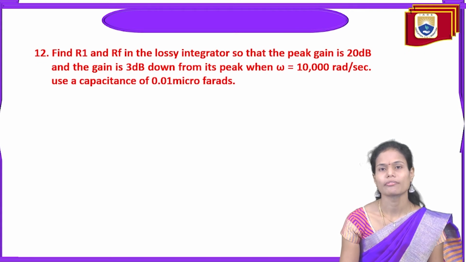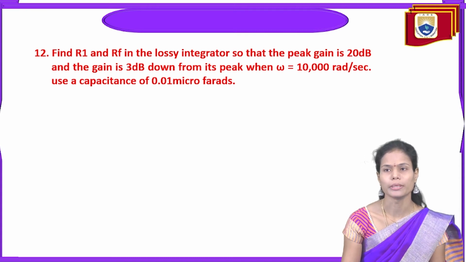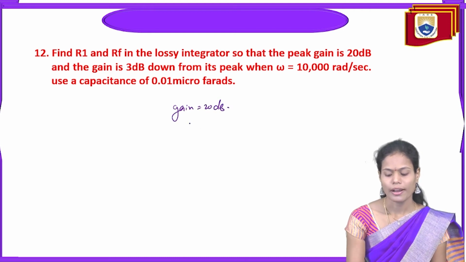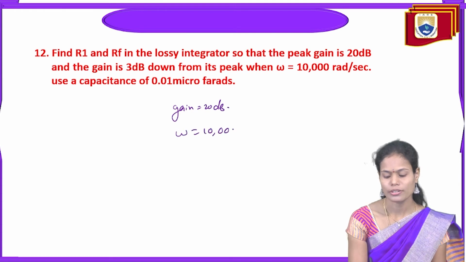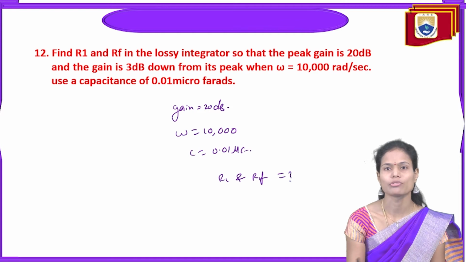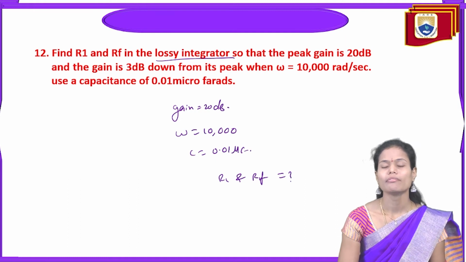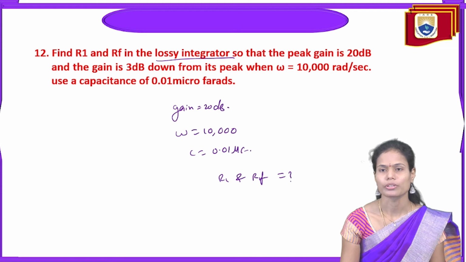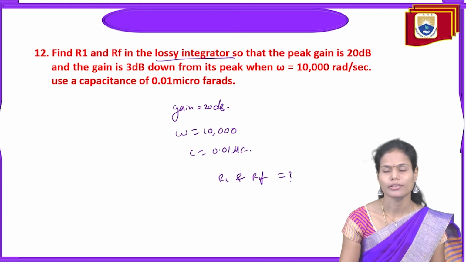And next, find R1 and RF in the lossy integrator so that the peak gain is 20 dB. So the gain value is given as 20 dB, the omega value is 10,000 radians per second, and the capacitance value is 0.01 microfarads here. From this we need to find the R1 as well as RF values. After finding those values, we have to draw the integrator circuit, apply different input signals to that integrator circuit, and draw the corresponding output waveforms. So each and every step we need to explain clearly here.